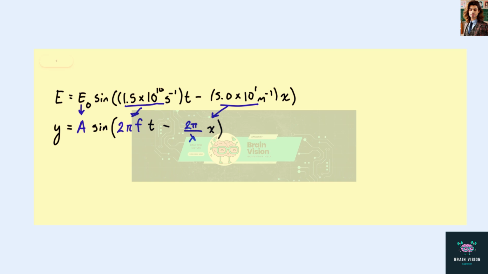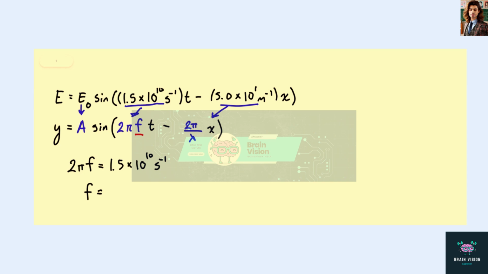Now, by comparing these values, we can go ahead and look for the frequency, the first thing we want to know here. So this 2 pi f is equal to 1.5 times 10 to the 10 seconds to the minus 1. Just looking at those first terms in each of the equations, they're going to be equal to each other. You'll also see that we are keeping our units of s to the minus 1. That's oscillations per second.